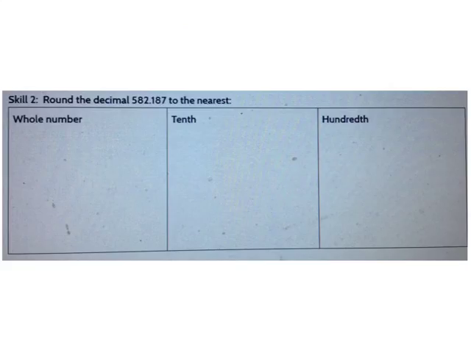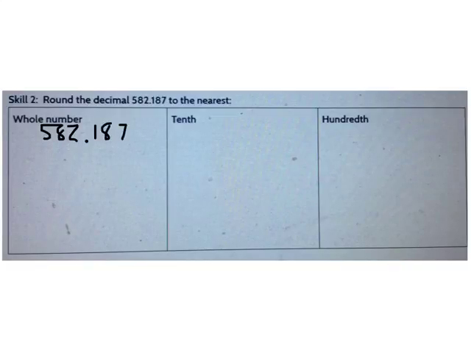We have also talked about rounding decimals. Let's round this decimal, 582 and 187 thousandths, to the nearest whole number, tenth, and hundredth. First, let's round to the nearest whole number. So I have 582 and 187 thousandths.